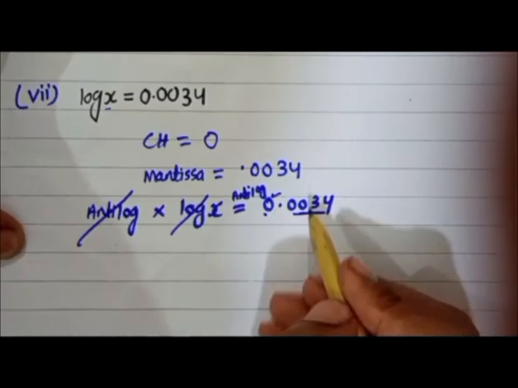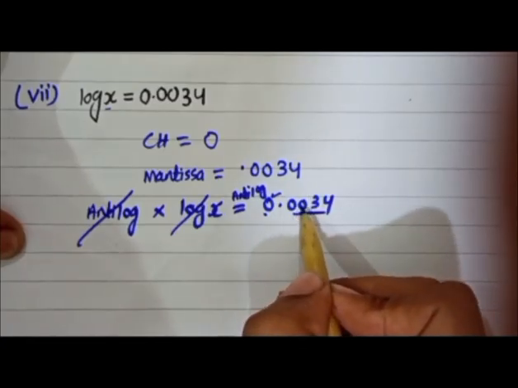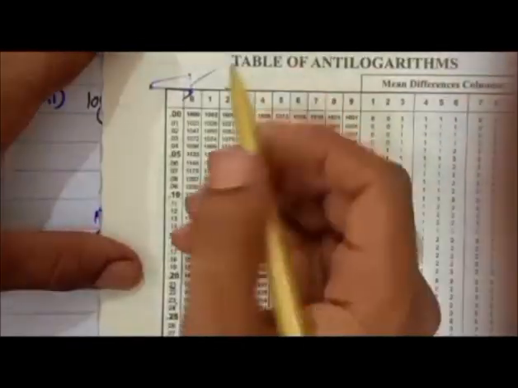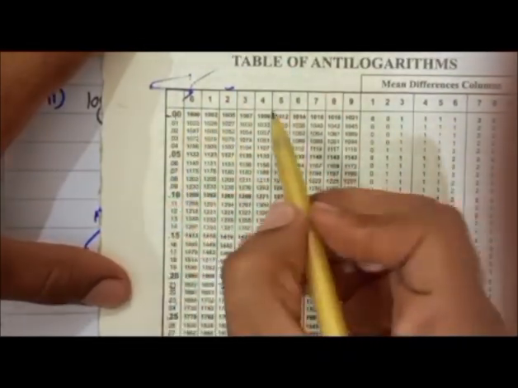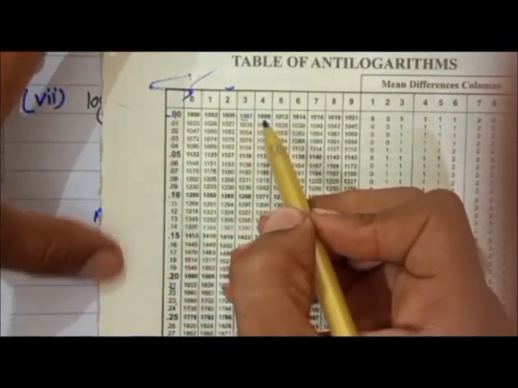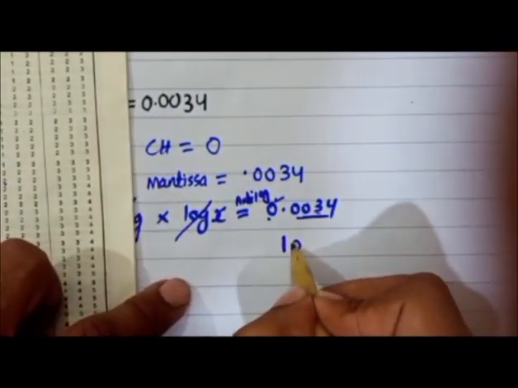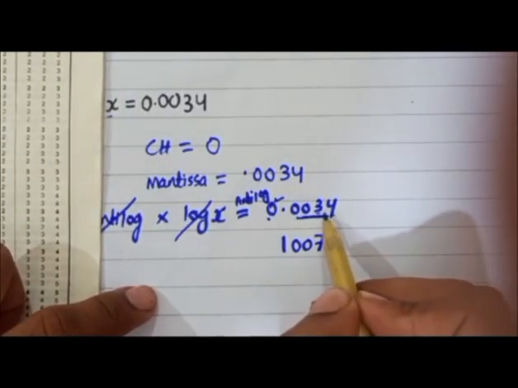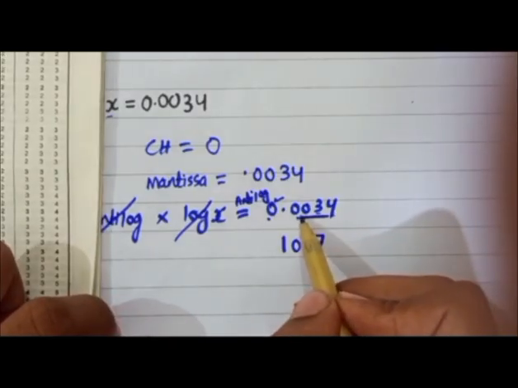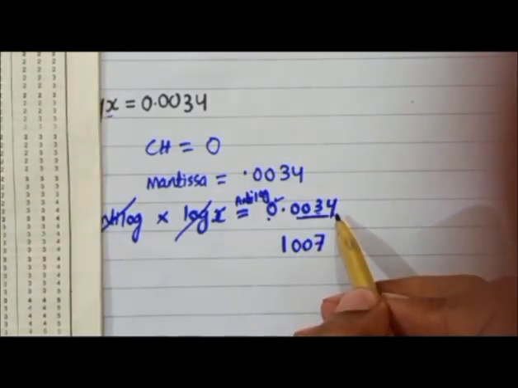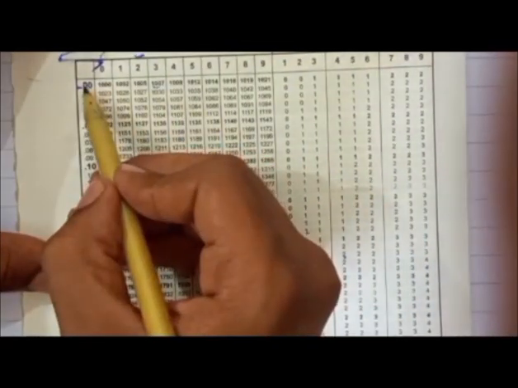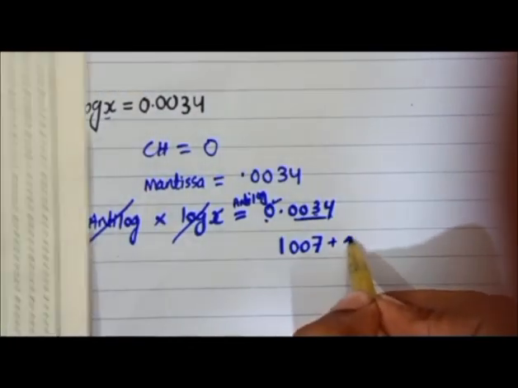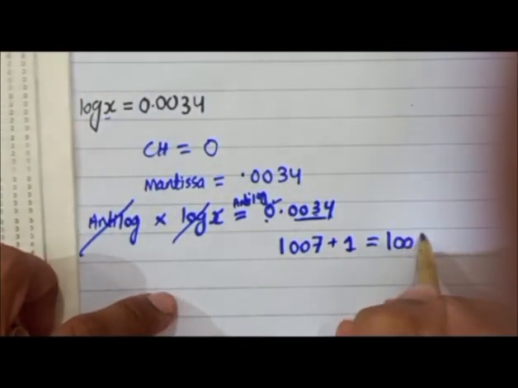I will go through the mantissa. So I need to find 0, 0 in the third column. See here, this is 0, 0. I will find it in the third column. In the third column, the value is 1007. So one number is remaining, that is 4. So I need to find out 0, 0 in the fourth column of mean difference. So I will find it. I will find it in the fourth column of mean difference, that is 1 plus 1. That will be 1008.